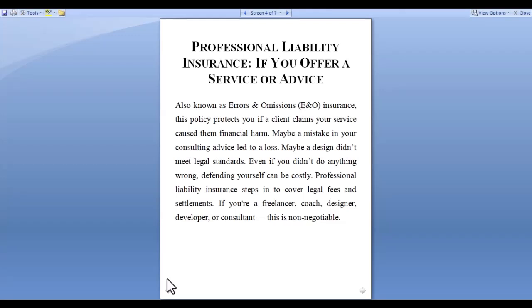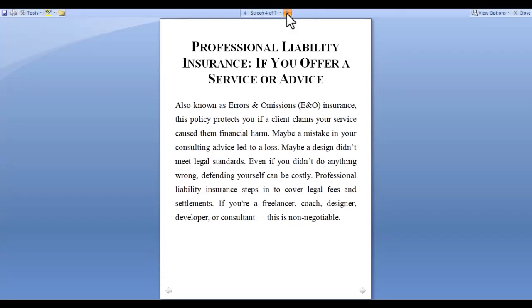So professional liability insurance steps in to cover legal fees and settlements. So if you are a freelancer, coach, designer, developer, or consultant, this is non-negotiable. So now let's go to the next page.